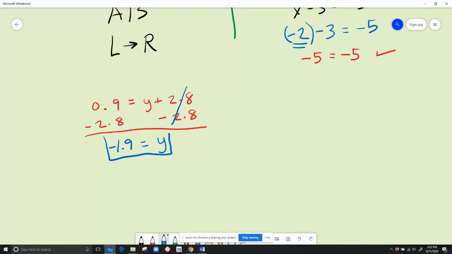And looky, looky, we got y all by itself. That was the goal here. And so really quick, let's just go ahead and prove that that's true. So this side, 0.9 equals, I go ahead and plug in a y, -1.9 in for y, -1.9 plus 2.8. And if you toss -1.9 plus 2.8 in your calculator, what do you get? Well, hopefully you get 0.9. And you do, which means our solution was correct.